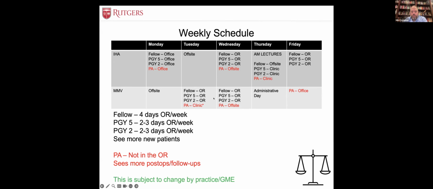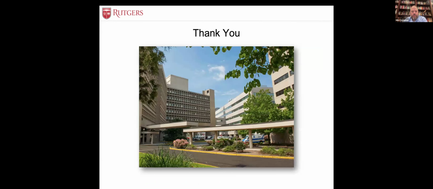So hopefully these were some helpful tools for everybody. This is a picture of our hospital, which I've never seen that clean or green, but there you have it.